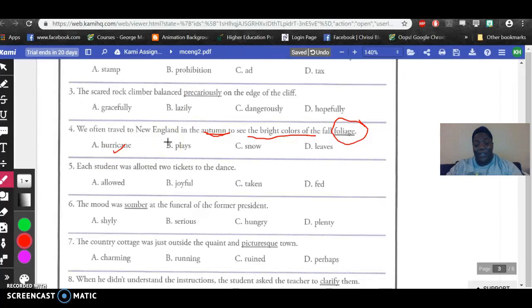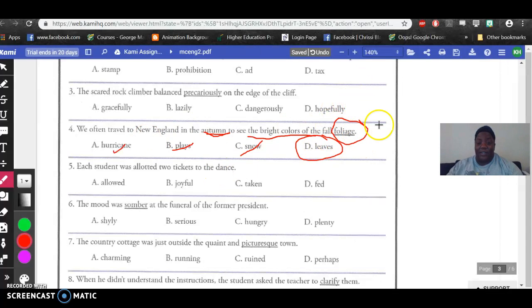Right? Again, using your context clues and also process of elimination. We often travel to New England in the autumn to see the bright colors of the fall plays. Doesn't make sense, does it? We often travel to New England in the autumn to see the bright colors of the fall snow. Snow's not going to have any bright color except white. Or yellow sometimes if there's pets nearby. And last choice, which is going to be the obvious choice, would be D, leaves.